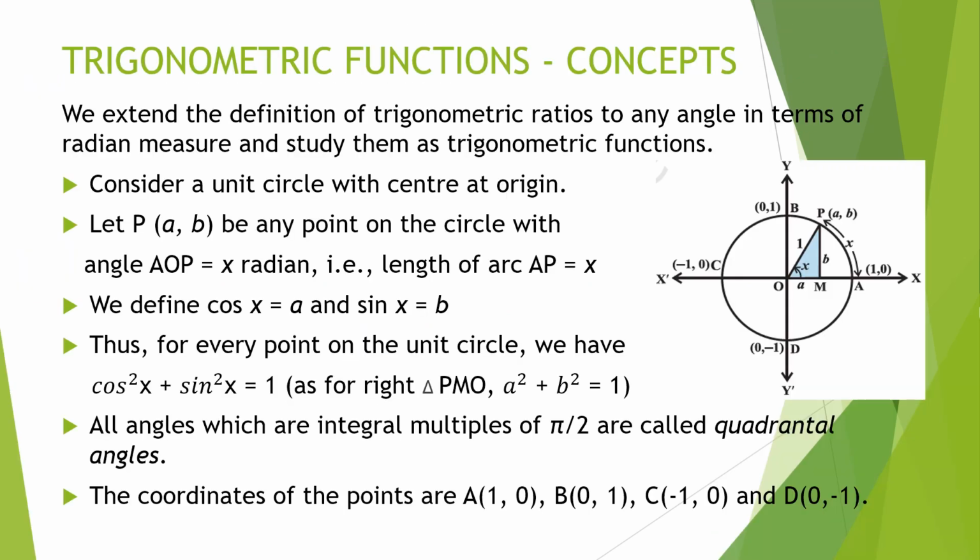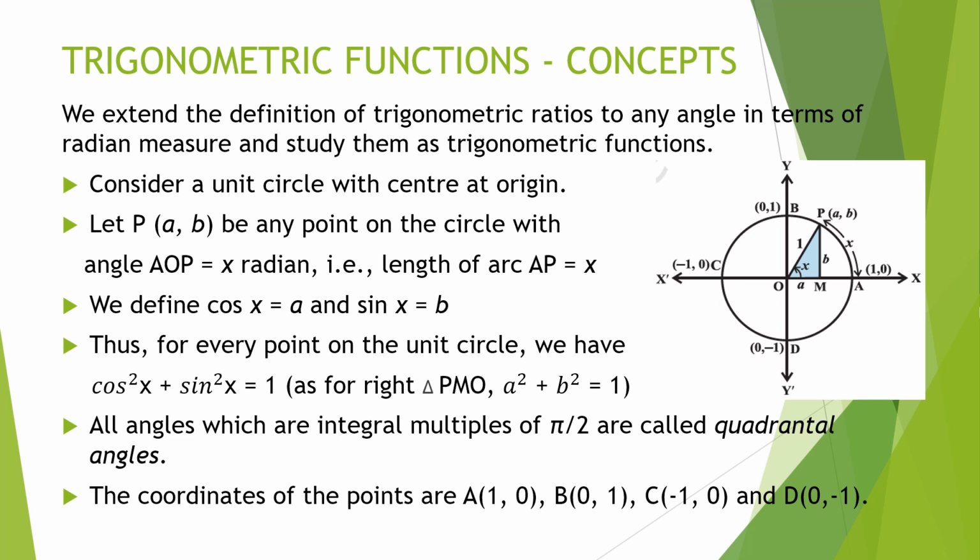Now some basic concepts. We extend the definition of trigonometric ratios to any angle in terms of radian measure and study them as trigonometric functions. That means suppose you have a unit circle with the center at origin. Unit circle means radius is 1 unit. Let P, which has coordinates (a, b), be any point on the circle with angle AOP equal to x radian. Please see the diagram. Angle AOP is x radian. What does that mean? The length of arc AP is x.